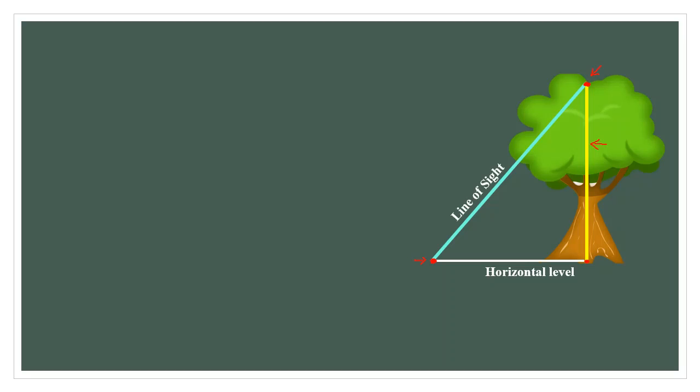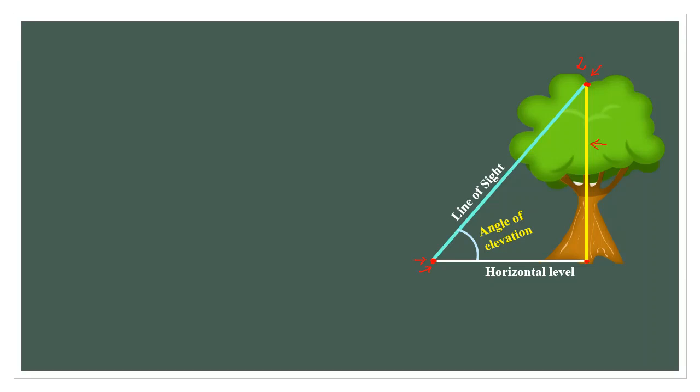Then, as I said, this is known as line of sight. Now, suppose you are viewing something from the bottom to the top. Like if you are viewing something from this point, and the observer is here and the object is placed at a certain height, then the angle which is formed between the line of sight and horizontal level is known as angle of elevation.